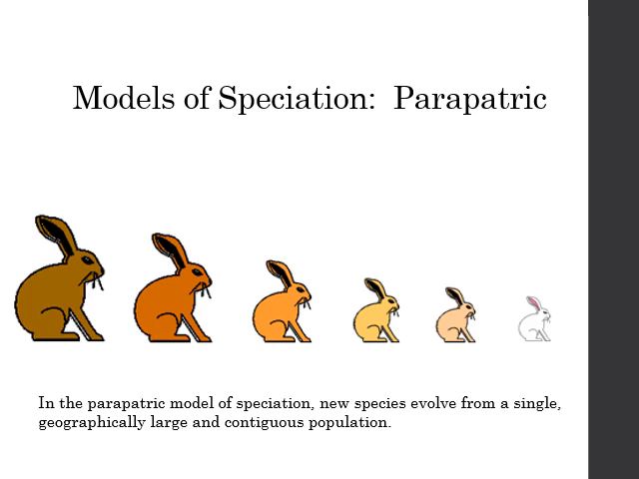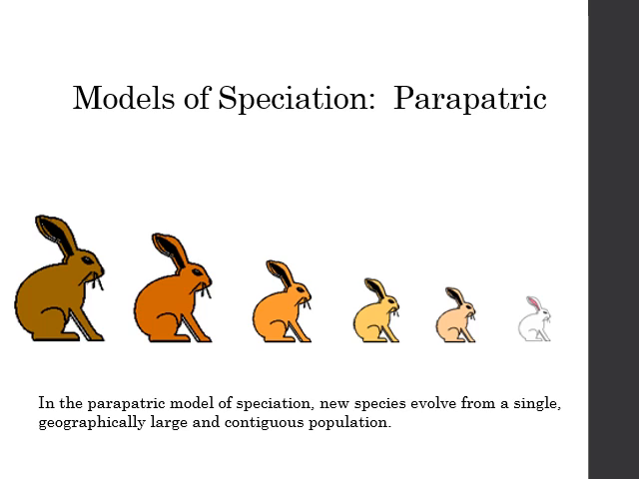All right, so we have allopatric speciation, where you have a reproductive barrier arising, splitting a population in two. Sympatric speciation happens among a single cohesive population. You get an oddball or a new species forming. And then parapatric speciation happens over a very large geographic range. Let me run this one by you. New species evolve from a single geographically large and contiguous population.